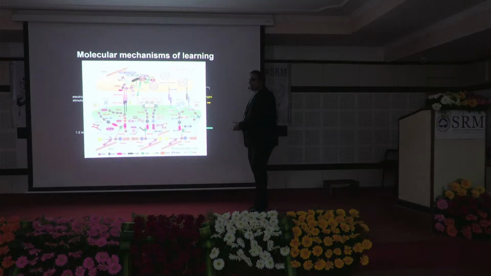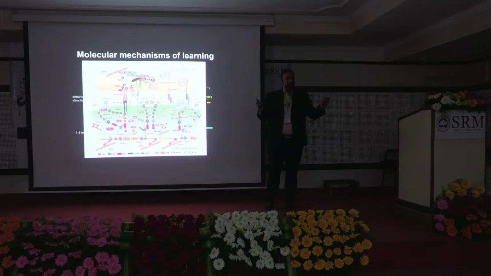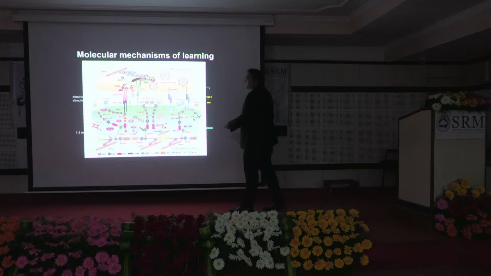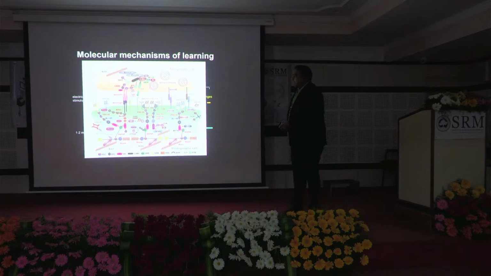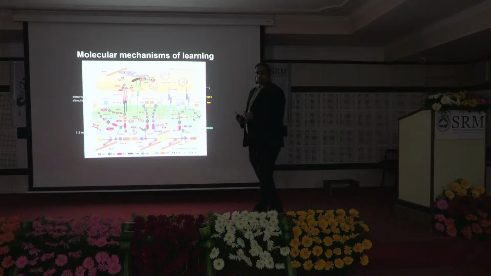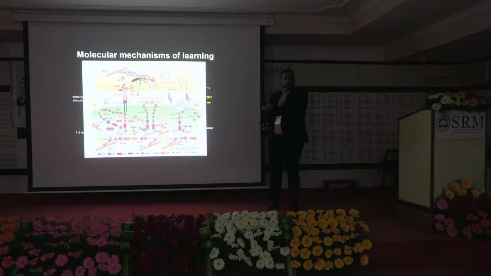So scientists have identified thousands of proteins that can play a role in changing the strength of the synapses. I'm just giving you a snapshot of how many proteins have been identified. I just need to show the complexity. This is just a presynaptic terminal and a postsynaptic side, and you can see how many proteins are involved.